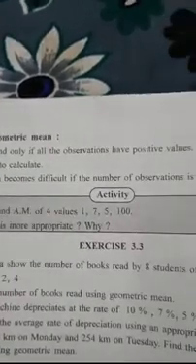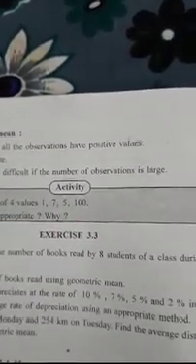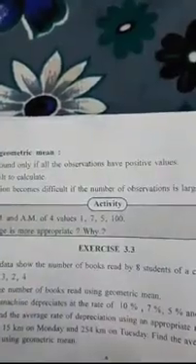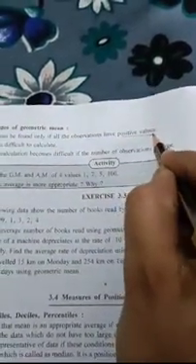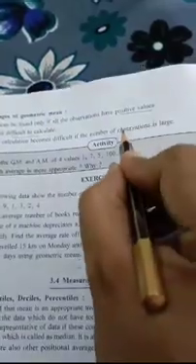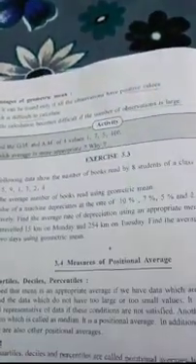Its calculation becomes difficult if the number of observations is very large. We can do it for only small data. We cannot use it in very large data. Is that clear? So you can underline: should have positive values, difficult to calculate, and if observations are very large, we cannot calculate it, for remembering the points. So this was about the mean.